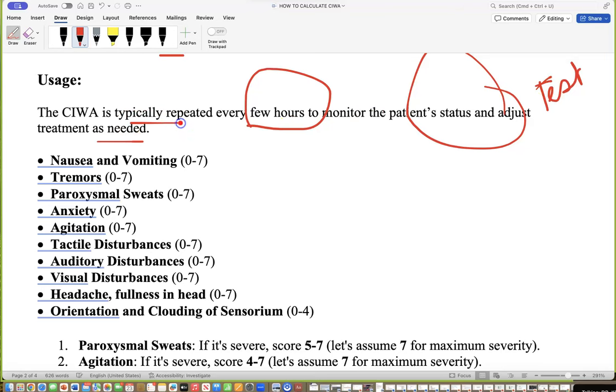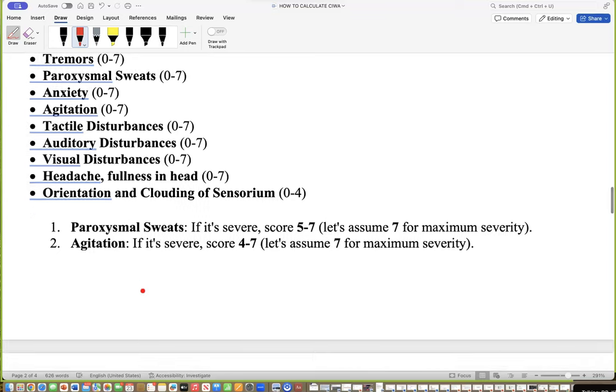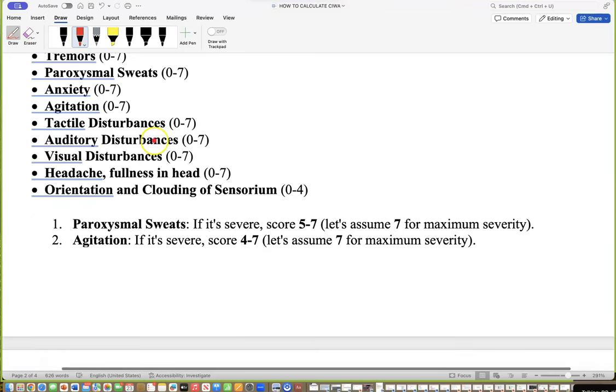What is the purpose of CIWA? We use it to monitor patient status and adjust treatment. You do CIWA on the unit. You may just not be thinking or connecting with it somehow, but we all do this, okay? If you check in your documentation right now, you will see this CIWA in there. So nausea and vomiting, tremors, paroxysmal sweat, anxiety, agitation, tactile disturbances, auditory disturbances, visual disturbances, headache and fullness in the head, orientation and clouding of sensorium.